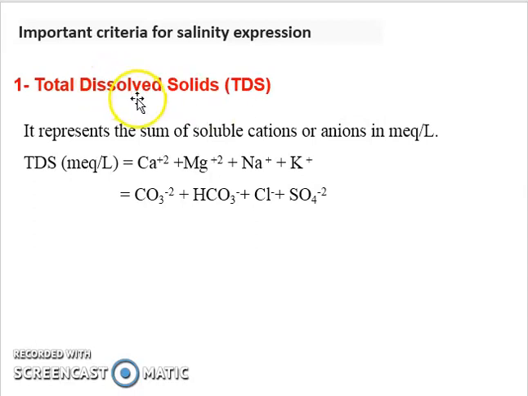To determine the salt in the soil, you first dissolve the salt in distilled water and extract this water. If you evaporate this water, you will obtain the soluble salt from the soil. So how do we measure total dissolved solids in this method?